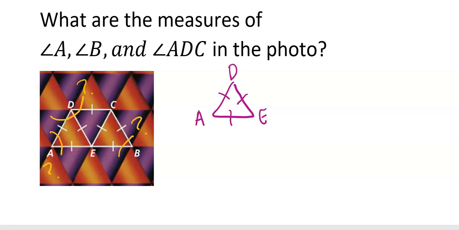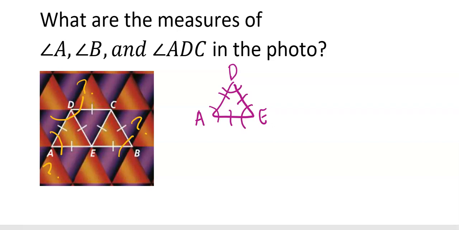If these three sides are the same, what do we know about all the angles? Corollary that we just did. If all the sides are the same, what do we know about the angles? Same. All the same. So A, D, E are all the same.